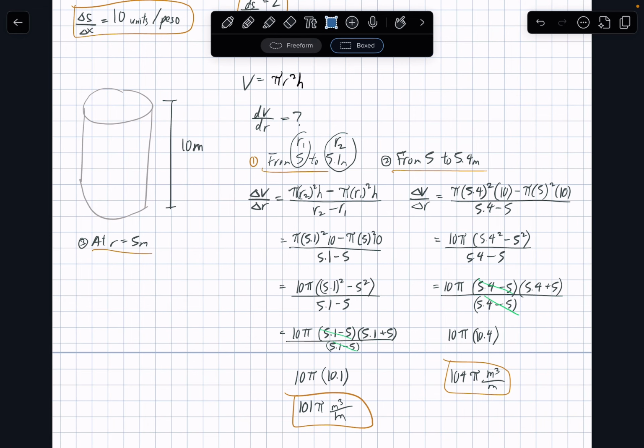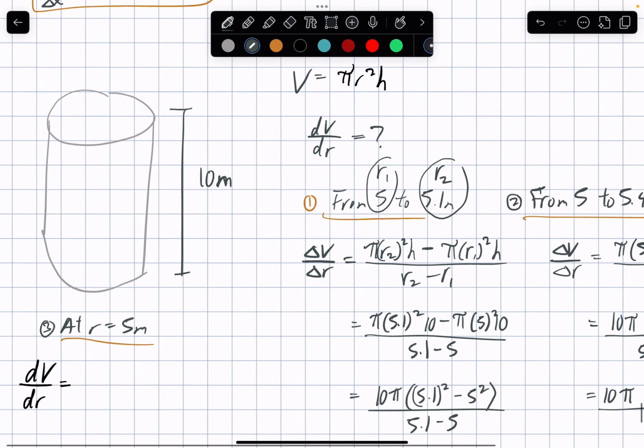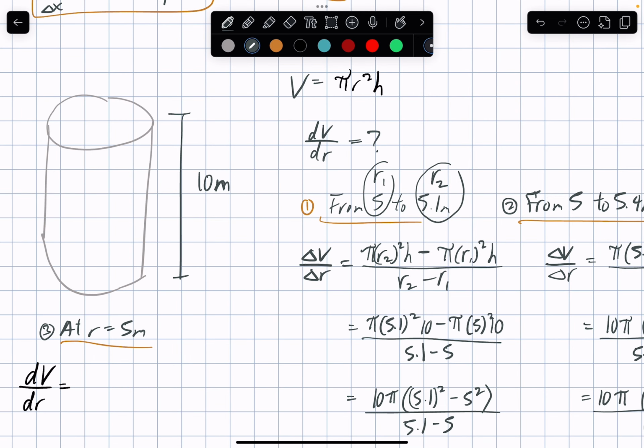For number 3, at radius equal to 5 meters, essentially we want to look for dV over dr. So we find the derivative first of the formula, the volume of the right cylinder. So how do we do that? Both R and H are variables. The only constant is pi, so we put pi at the left side. And then we apply product rule.